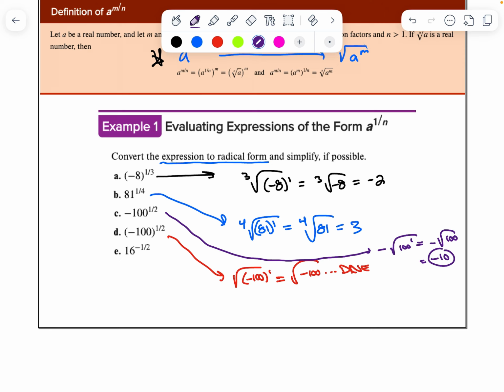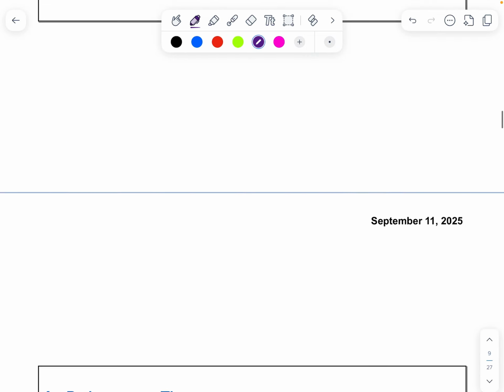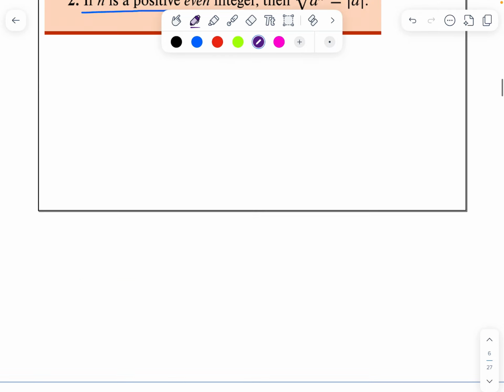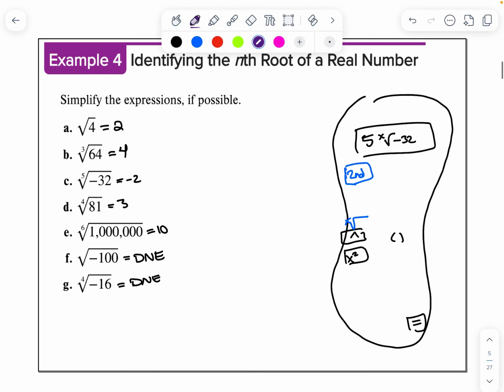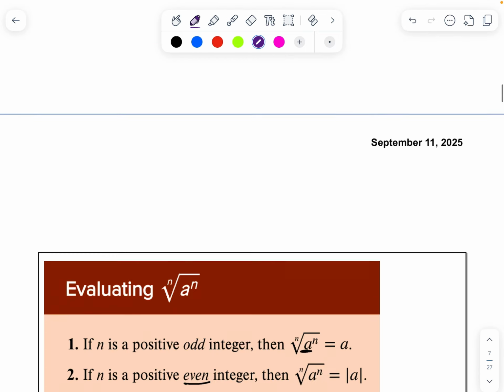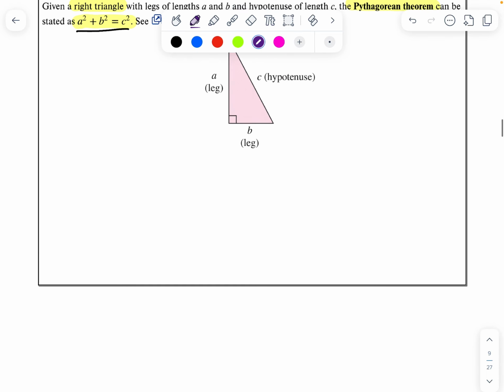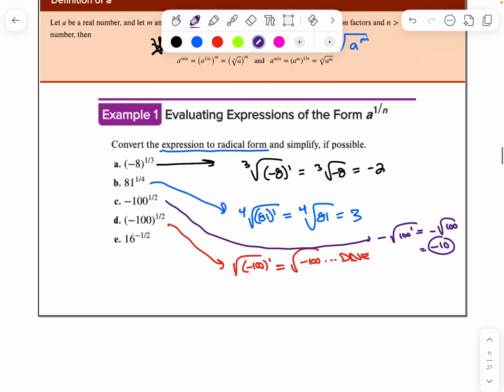And if you were to go back and type these in your calculator, that little up arrow, the caret, is how you do an exponent. So what I would be typing in to check it is, for example, parentheses, negative 100, caret 1/2. I would hit enter, and it would tell me that that's a domain error.